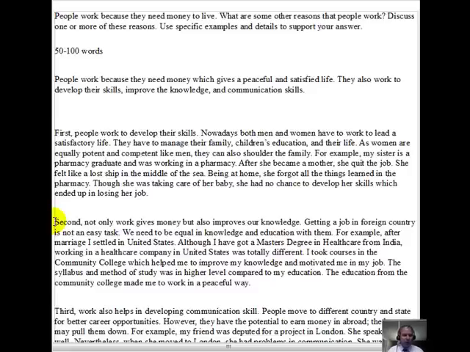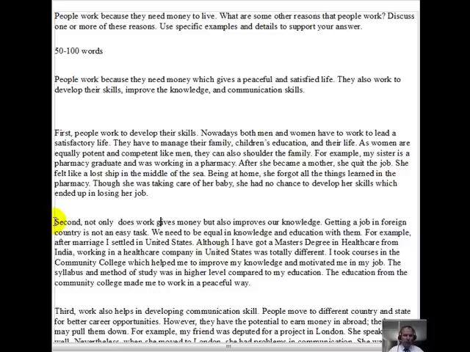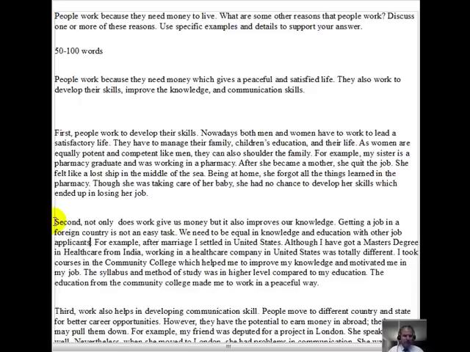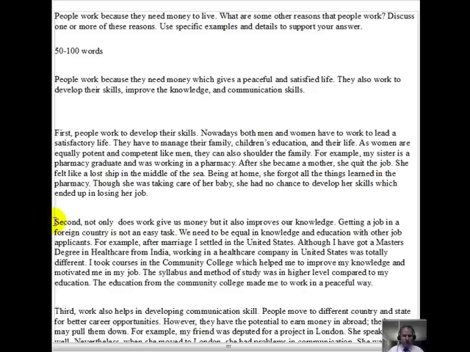So second, not only work gives money but also improves our knowledge. Grammatical problems here. If you say not only, you have to have an auxiliary verb. Not only does work give us money, but it also improves our knowledge. Getting a job in a foreign country is not an easy job. We need to be equal in knowledge and education with them. Who's them? You mean other job applicants, maybe? For example, after marriage, I settled in the United States.